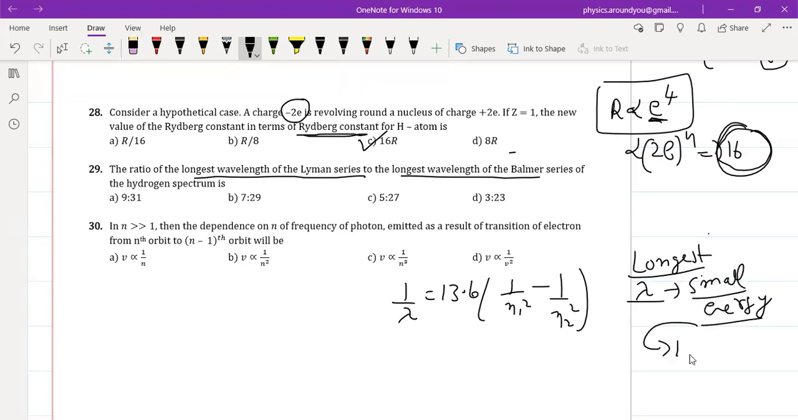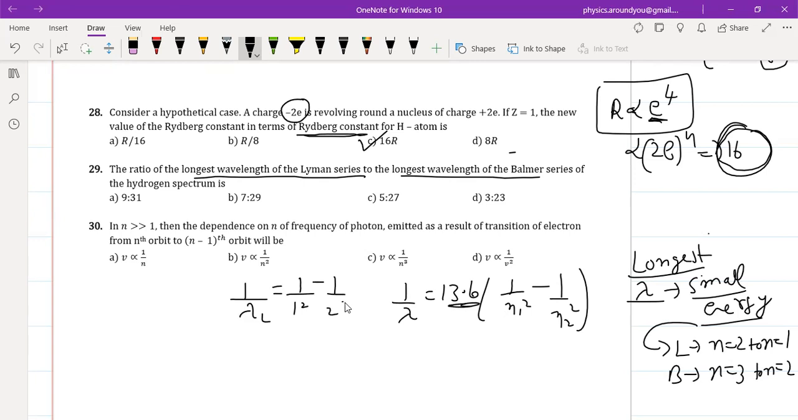Smallest energy for Lyman is from n equal to 2 to n equal to 1. For Balmer, it is from n equal to 3 to n equal to 2. That's all. So when I take the ratios, 1 by lambda of Lyman is equal to, since we are taking ratios, 13.6 I will ignore, 1 by 1 square minus 1 by 2 square. 1 by lambda of Balmer is 1 by 2 square minus 1 by 3 square.